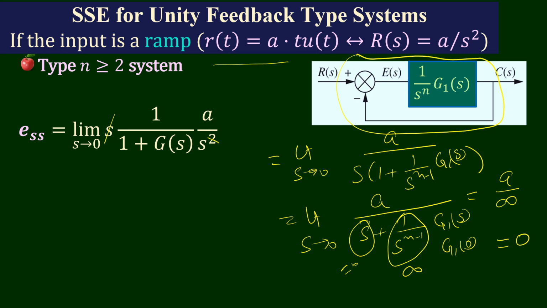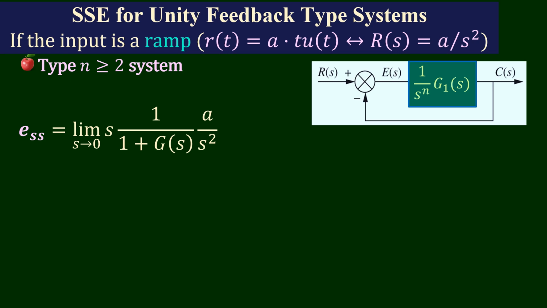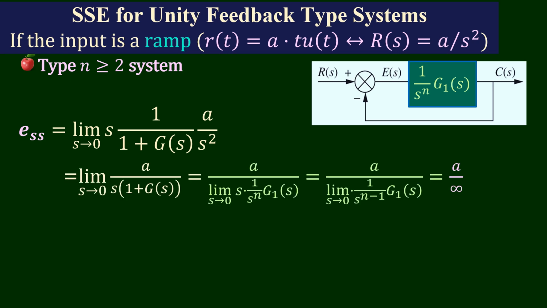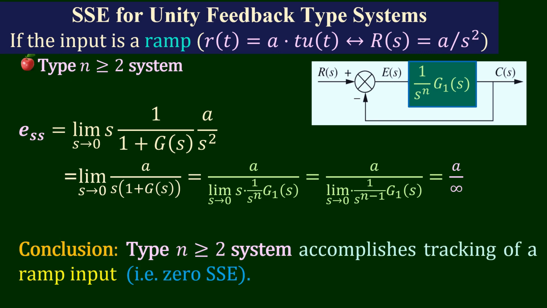So here the typed version of this discussion is, we can write like this, and this will be equal to, of course, 0. So a type 2 or greater than 2 system accomplishes tracking of a ramp input, that is, the steady state error will be equal to 0.